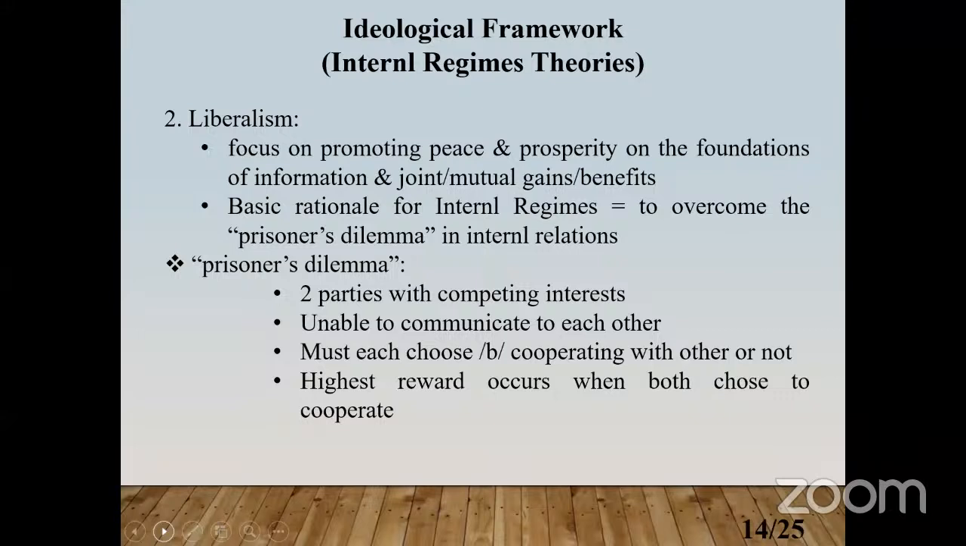The prisoner's dilemma in international relations is normally explained, and you can read about this on the internet. It's normally summed up in the four points I'm putting on the slide. The prisoner's dilemma pictures a case whereby there are two parties, two prisoners with competing interests. Perhaps each of them is locked in a different room. They have some secrets and competing interests. They are unable to communicate with each other, so they must each choose between cooperating with the other or not. They are chained together somehow. If they cooperate, like conjoined twins, they stand to benefit.